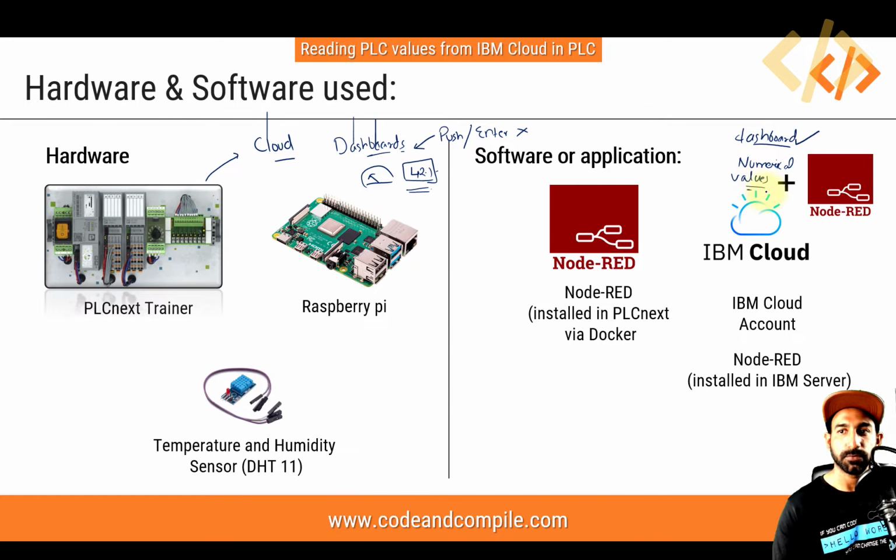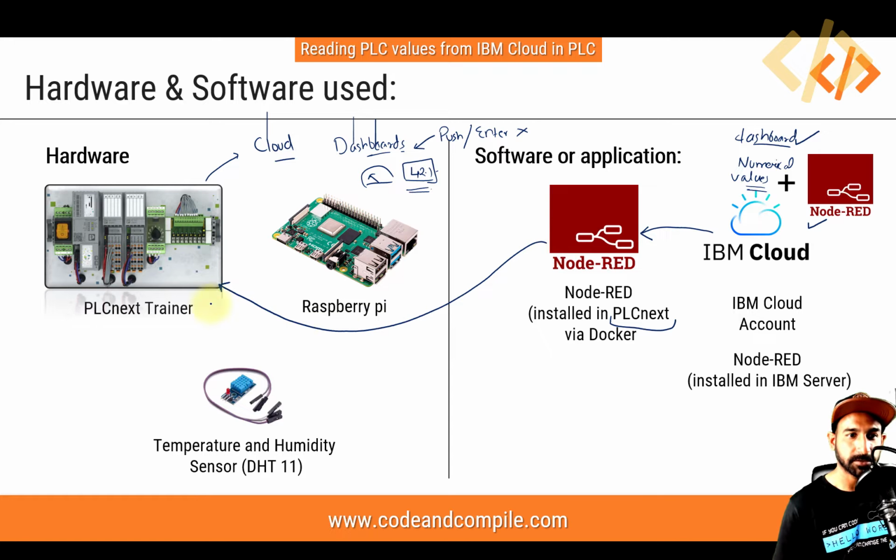So in today's example, we're going to push the values from the cloud, in which we will install NodeRed. That's step one, and this cloud will push the value to the NodeRed of PLCnext. This NodeRed will then send the value back to the PLC. So the value will go from the cloud NodeRed to the NodeRed in the PLCnext, and then to the PLC via OPC UA. All right, that's the connection.